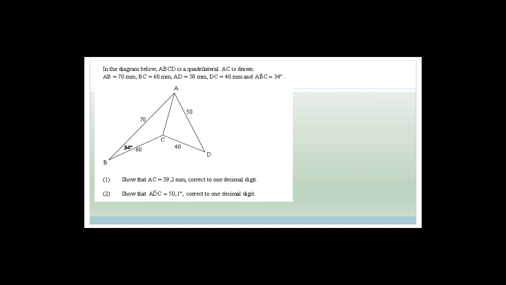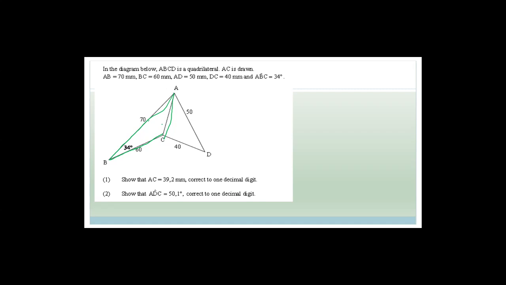So it says, in the diagram below, ABCD is a quadrilateral. ABCD, okay. AC is drawn, okay. AB is 70, BC's 60, AD's 50, and DC's 40, and ABC's 34. It says show that AC's 39.2 millimeters, correct to one decimal place. Okay, so do you agree that looking at this triangle here, we're looking, sorry, at that triangle there, we've got two sides and an enclosed angle? We're trying to find the third side.